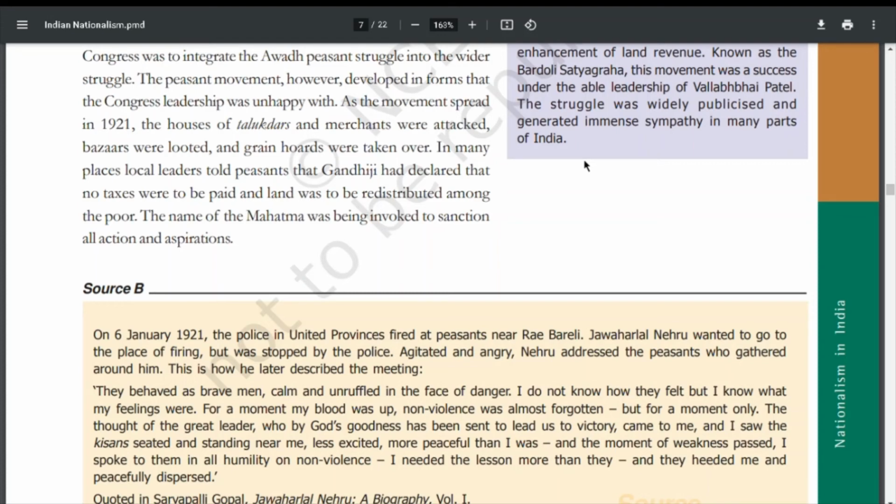As the movement spread in 1921, the houses of talukdars and merchants were attacked, bazaars were looted, and grain hoards were taken over. In many places, local leaders told peasants that Gandhiji had declared that no taxes were to be paid and land was to be redistributed among the poor. The name of Mahatma was being invoked to sanction all actions and aspirations.